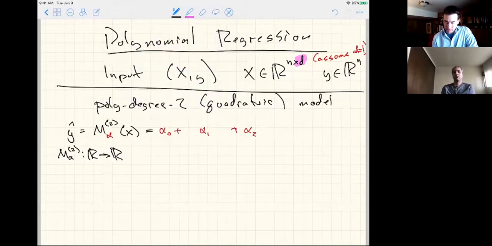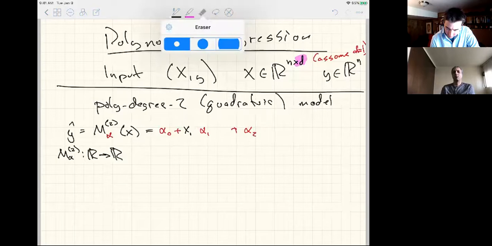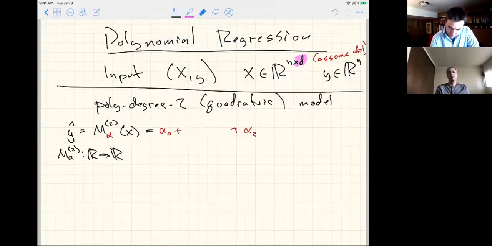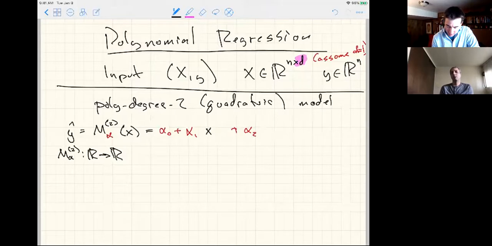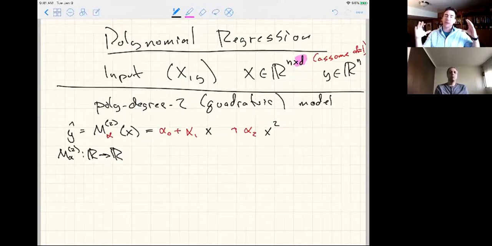And the input, I'm going to have x, so this is just x plus x squared. Now when I say a quadratic model, what I'm doing is allowing the power I'm considering on the explanatory variable to go up to that power p. In this case, it's a quadratic model, so it's going up to a power 2.